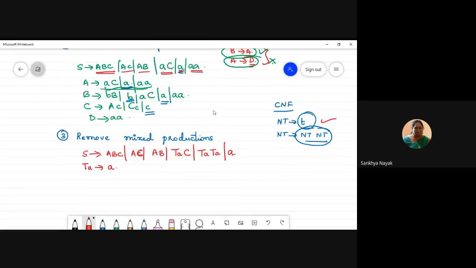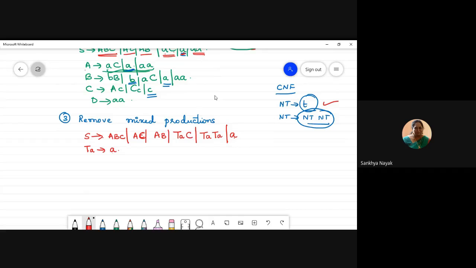Okay. Now let us take this A. First one, it's a combination of terminal and non-terminal. So TA and C, right? This a I'm going to leave as it is. This aa will become TA TA. Okay. This a I kept as it is. Now everything is in the format.